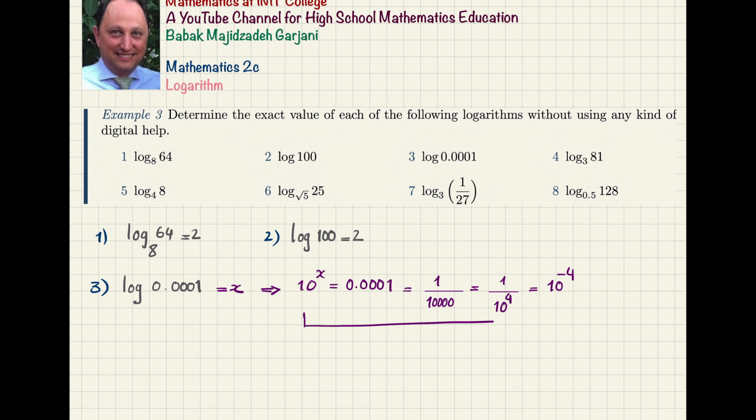And now if I compare this first one with this last one, then I immediately conclude that x is equal to minus 4. Why? Because 10 to the x is equal to 10 to the minus 4. The bases are the same, so the exponents have to be the same, and x becomes equal to minus 4. So if you could not guess, now you don't need to guess. You realize that the log of 0.0001 is nothing except minus 4, and that's the exact value for that.